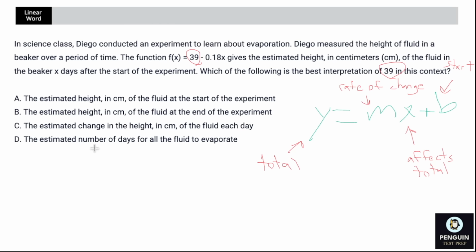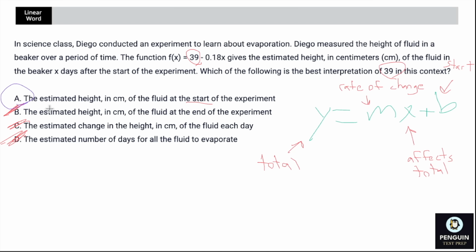So in our answers, we're going to eliminate anything that's not a starting point. I'm not even going to read the rest of the passage. A says the estimated height at the start of the experiment. That's probably our answer. B says estimated height at the end of the experiment. That's not a starting point. That's an ending point. C is a change in height on each day. Nope. D is number of days. Nope. So just like that, without reading anything else, I know that my answer is choice A because that's literally the only starting point.